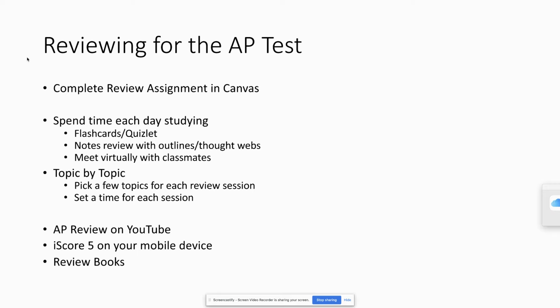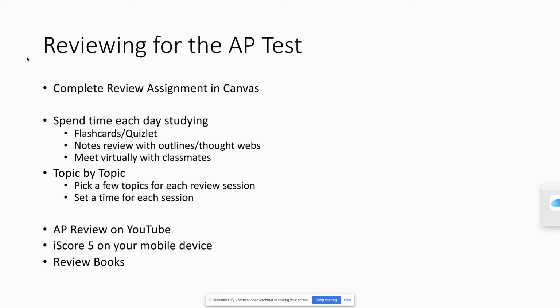Pick a few topics, right? Maybe start with the stuff from way back in the beginning of the year. But pick a few topics for each review session. Set a time for that session and how much time that you want to spend on each topic. That will help you organize your time and make sure that you achieve your goals. Make sure your time is well spent.